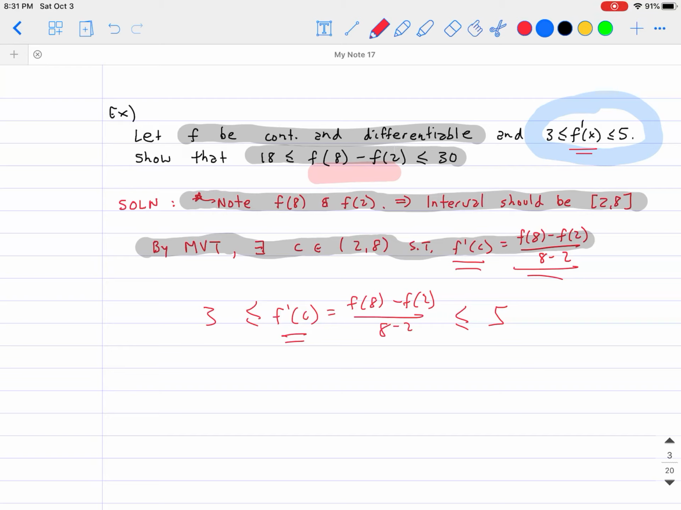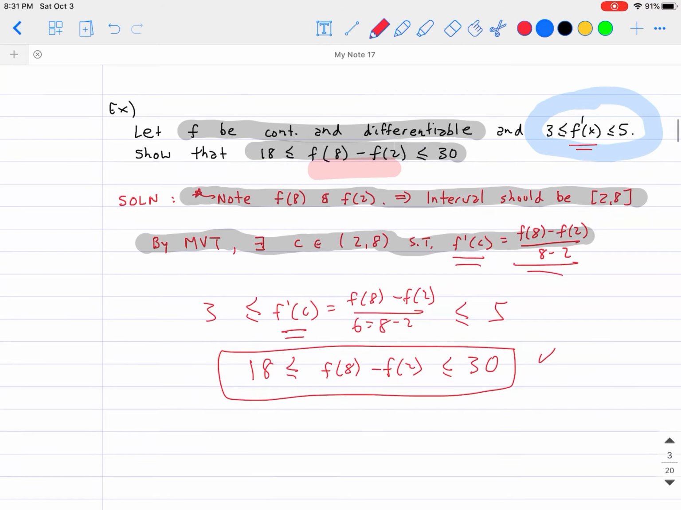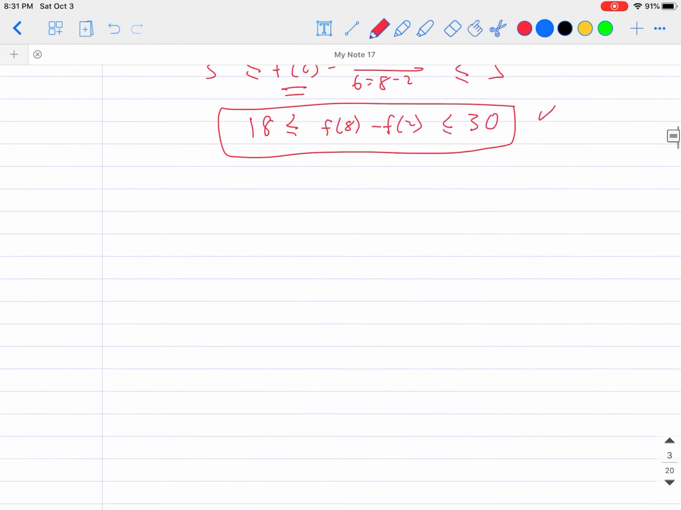Hey, look at what we have and look at what we want. I think we're pretty close. We have our f of 8 minus f of 2. And the bottom part is equal to 6, because 8 minus 2 is 6. And if I multiply both sides by 6, I think we now have our solution. So f of 8 minus f of 2 is bounded between 3 times 6, which is 18, and 5 times 6, which is equal to 30. So there is your proof.